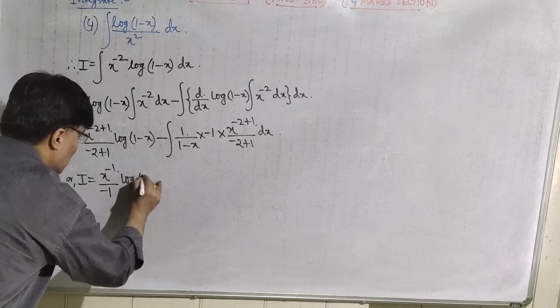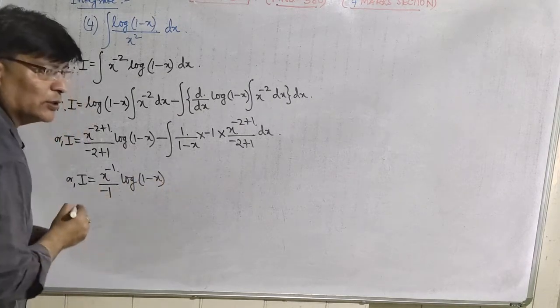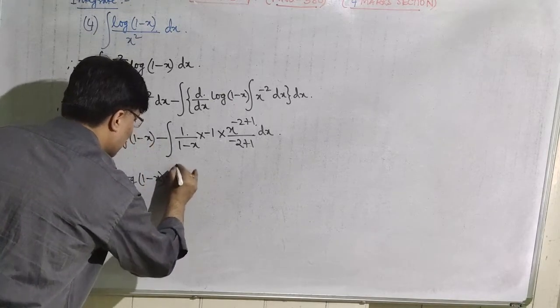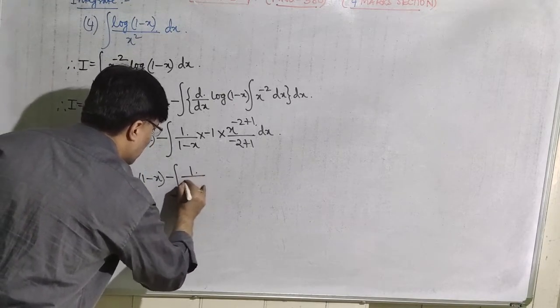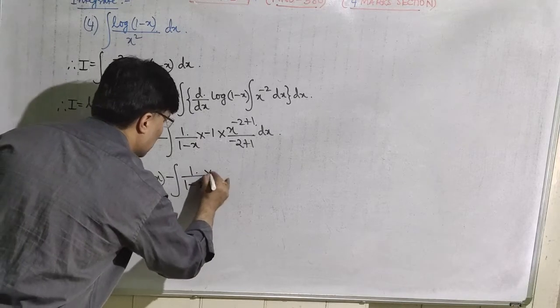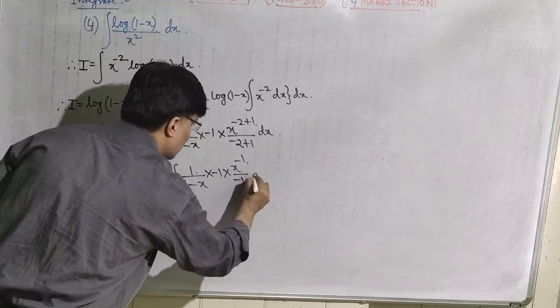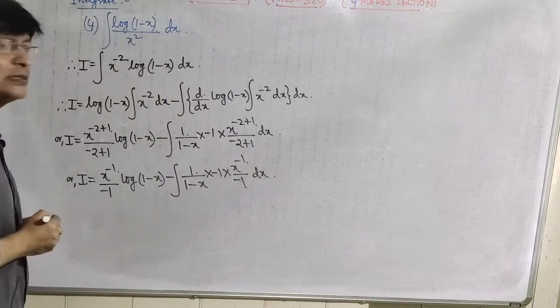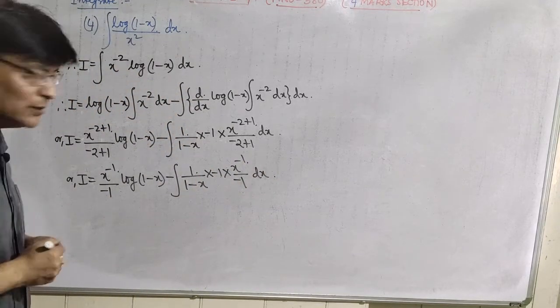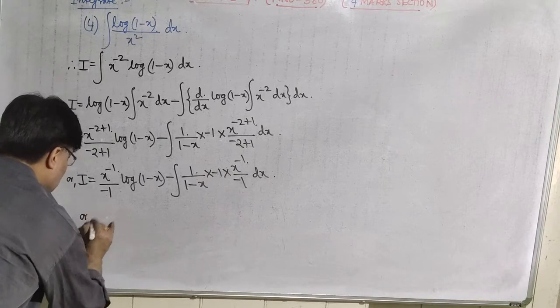Okay. So I is equal to, this is x to the power minus 1 divided by minus 1, this is your log of 1 minus x. So now it is minus integral sign 1 upon 1 minus x into minus 1 into x to the power minus 1 divided by minus 1. Then what do you write? dx. Is that clear?